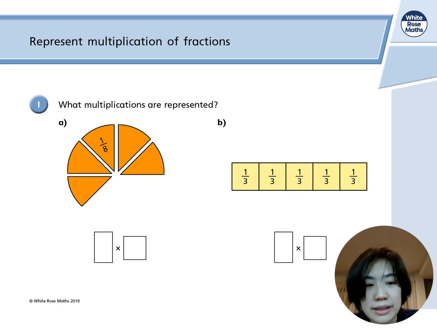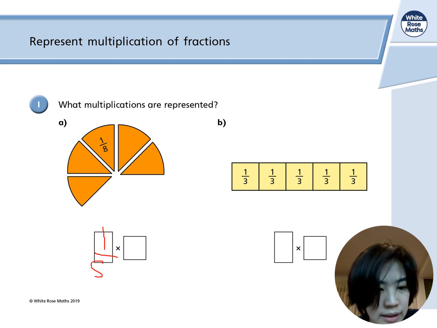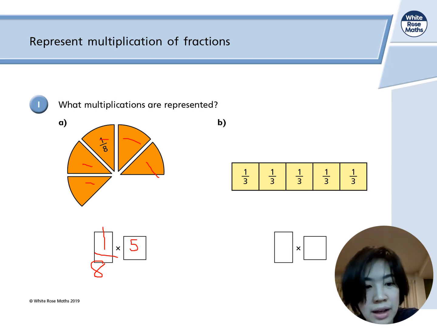So in this pie chart, there's a fraction of 1/8. And if we consider this as a pie piece, we have 1, 2, 3, 4, 5. We can say it is 1/8. Let's write it down. It's 1/8 times 1, 2, 3, 4, 5 pieces of a pie. That's why we say 1/8 times 5.